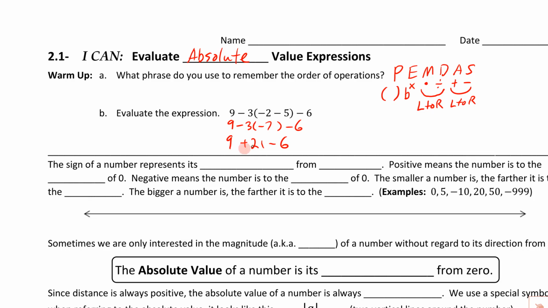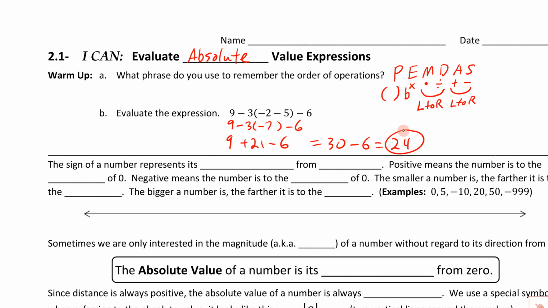We're going to go ahead and do the addition right here. So we get 30 right there, and then we're going to subtract 6, and we end up with 24. So 24 is the answer to that one right there. And we should all get the same answer. That's the reason we have the order of operations, so that everybody can agree on the way to do a particular problem.